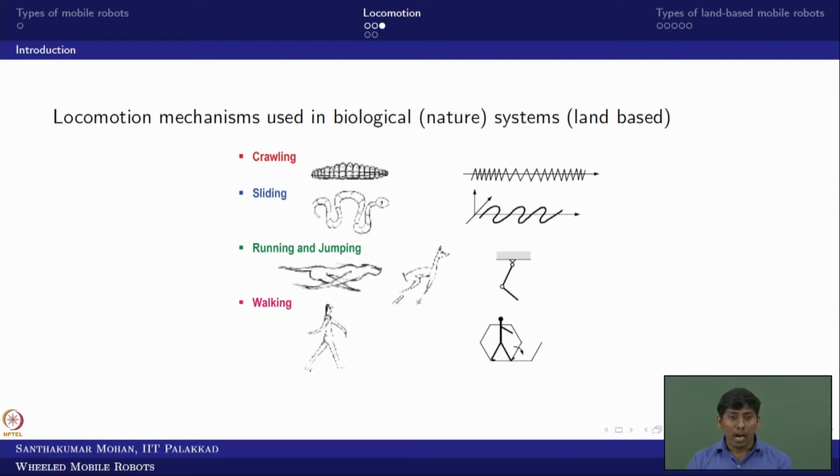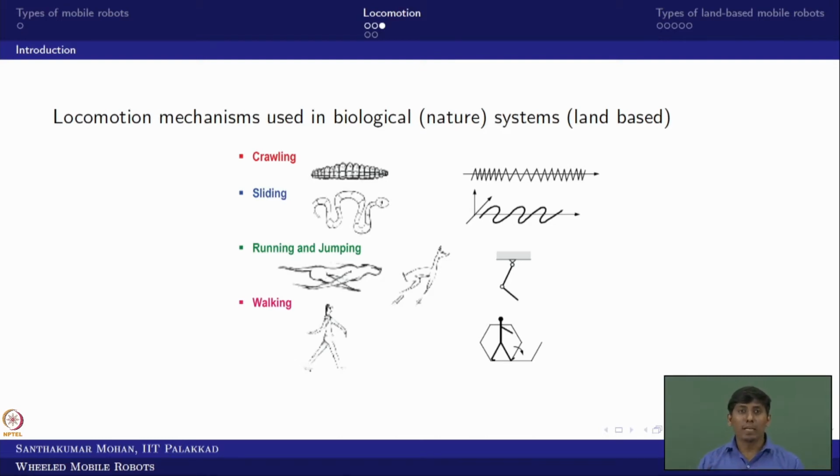For example, I put two rollers and put a spring in that. So the spring would be energized and go forward, then again bring the rear roller to the front, and I can keep going, but this is actually very complex. Similarly, you can see the snake motion, which is sliding on the surface.